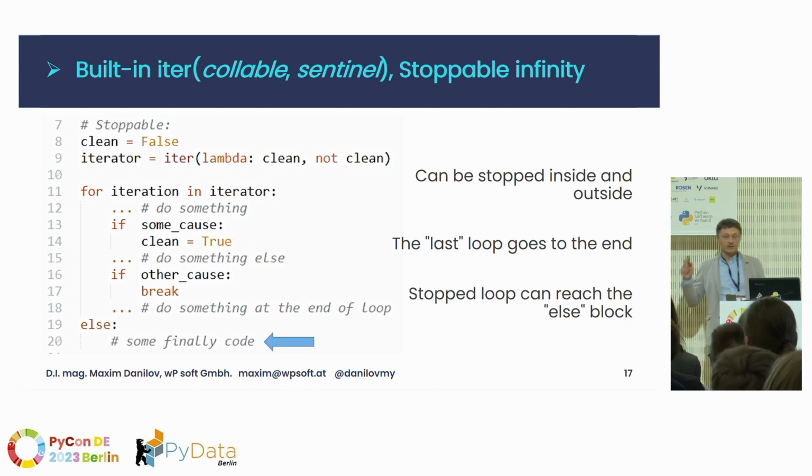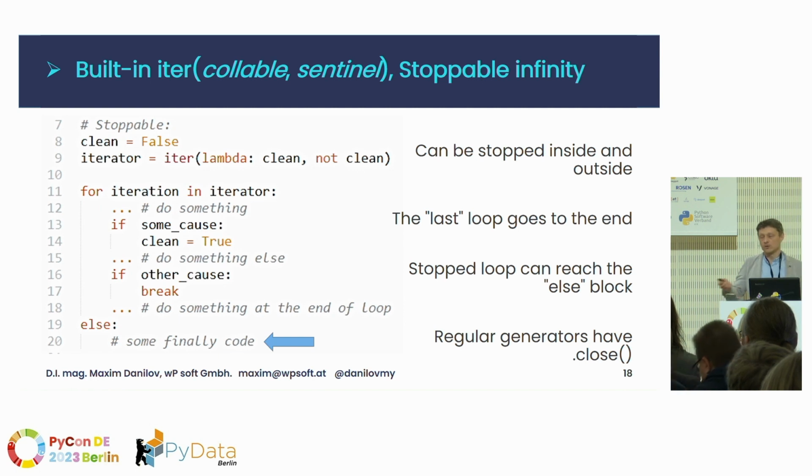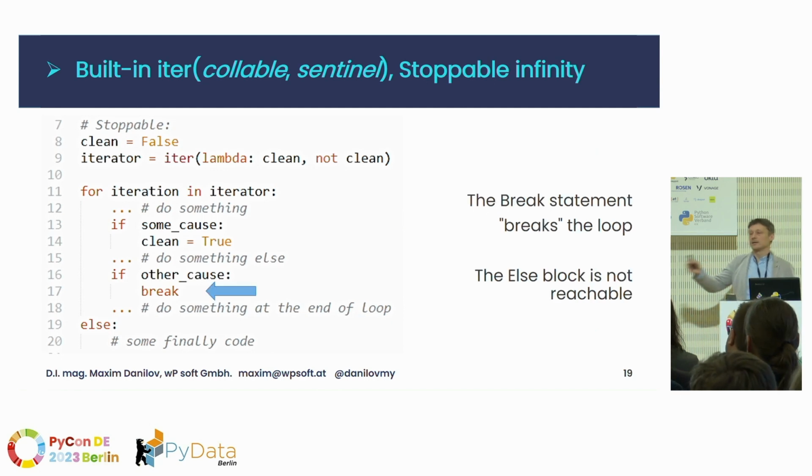And it's also important to know a stopped loop can reach the else block. Of course, regular generators already have a close function, but right now this example is with the other function. And also, somebody can tell me, Max, I'm stupid, you forgot about the break statement. I didn't forget about the break statement.